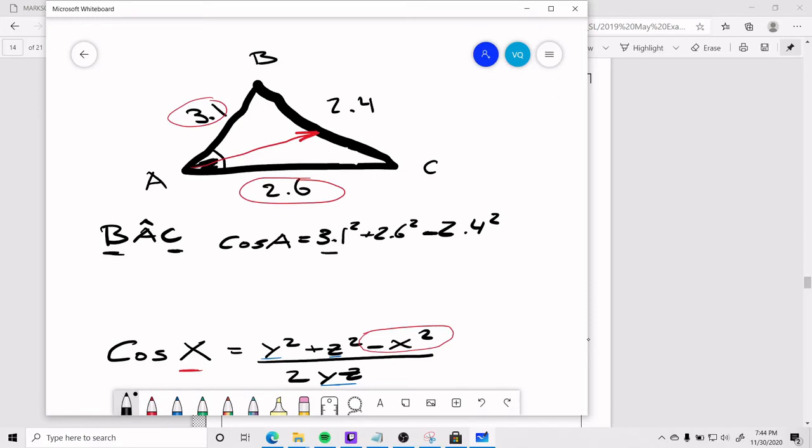This whole thing is getting divided by 2 times y, which in this case is 3.1, and times z, which in this case is 2.6, okay? Now, this whole chunk, to get A alone, because we need the angle alone. It's not enough to just have cosine A on one side. You want to have A equals blah, okay? You need to do cosine inverse in your calculator to this whole chunk, okay?